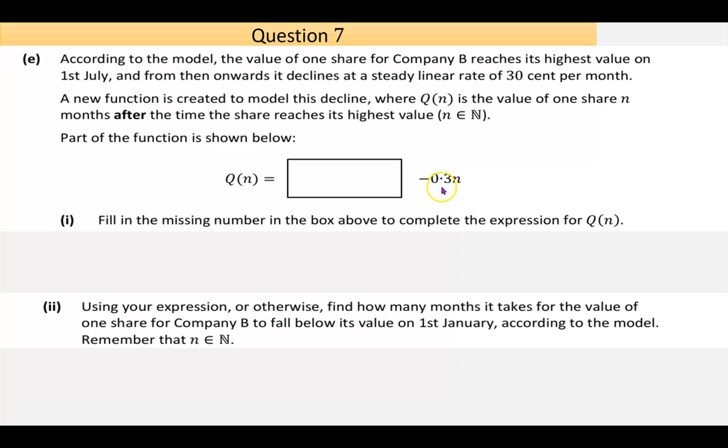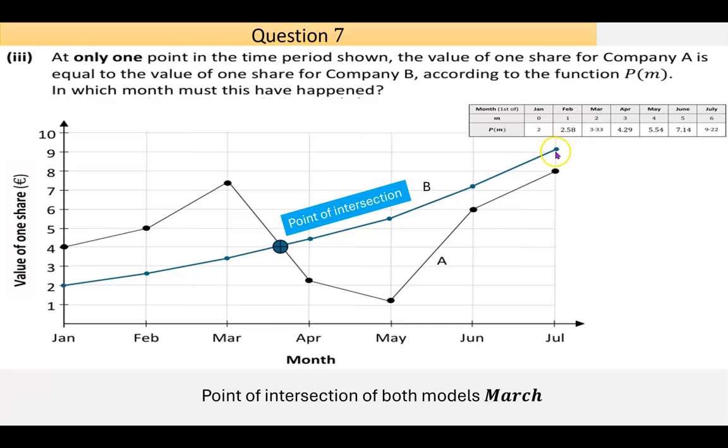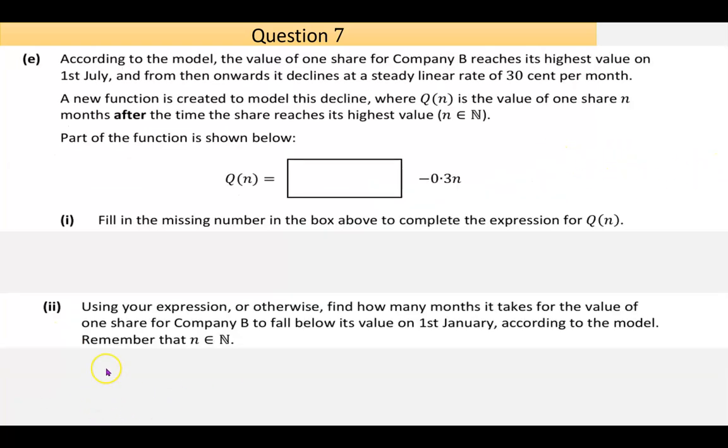Now this is illustrating the 0.3, so 30 cents in euro is 0.3 euro by the number of months. We have to look back at the graphs. We're talking about the 1st of July, and we're talking about 9.22. So from then on, it's decreasing in a linear fashion by 30 cents per month. Okay, so probably not that steep, probably much more gradual. That's it. And you just have to get the starting price of company B in July. That's really all that was being asked here.